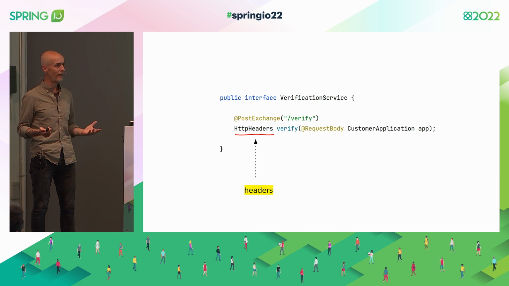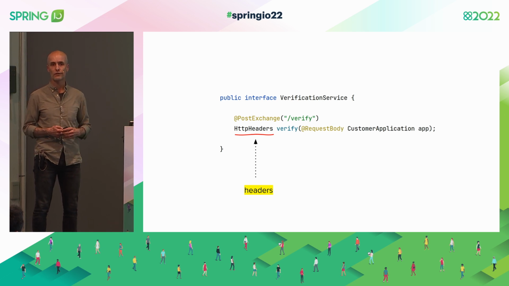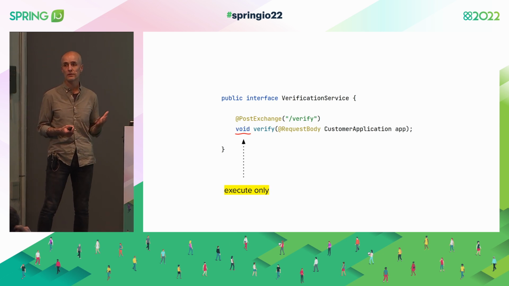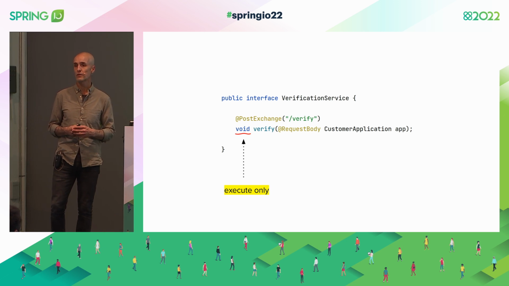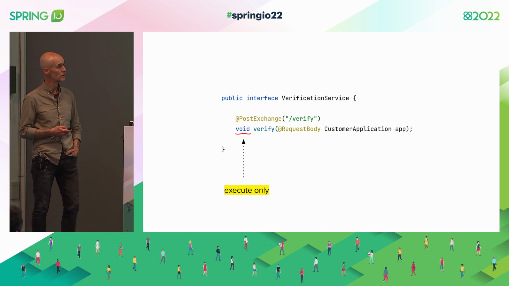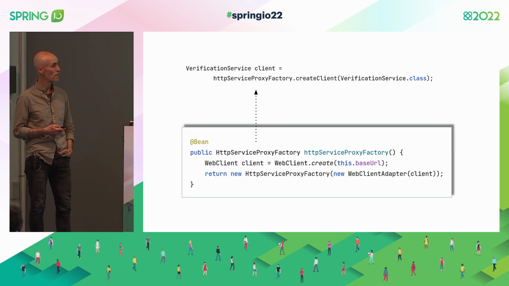You can get just the headers if that's all that you want. Again, this is supported on the server side as well. Or if it's just execution you're looking after, then you can declare it as void or Mono<Void> if you want it to be deferred and asynchronous. And if there's actually a body, it will be consumed and released. So that kind of simplifies all of these things that you would otherwise have to do.